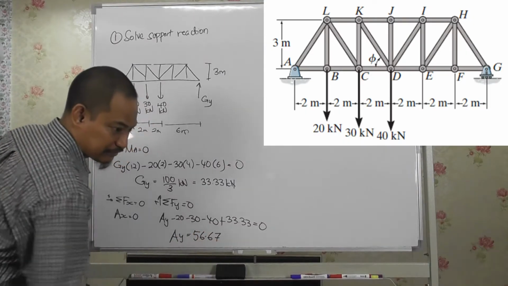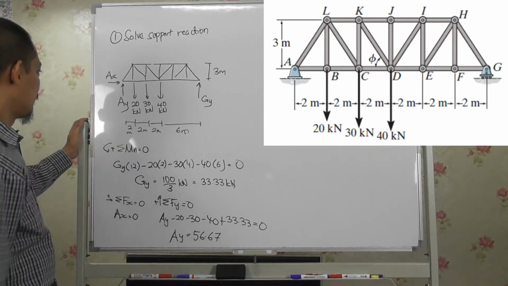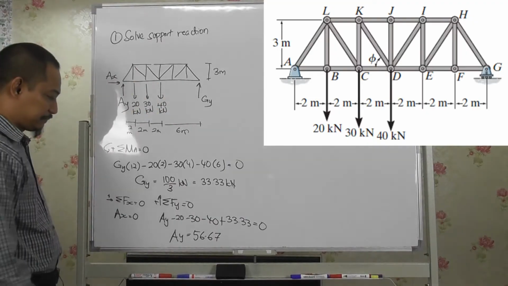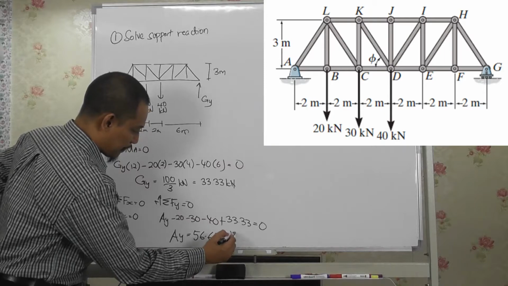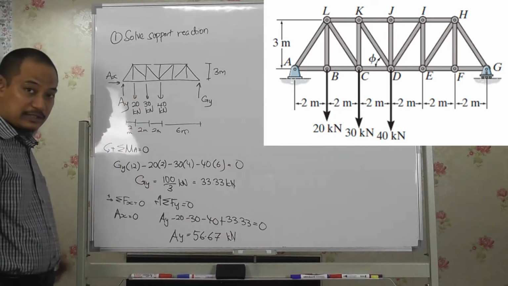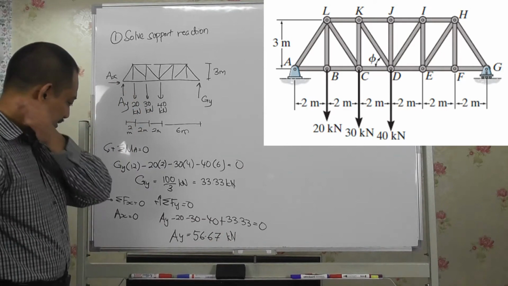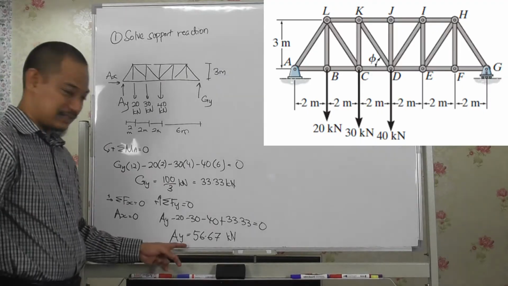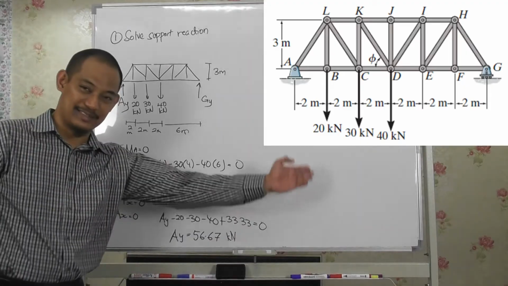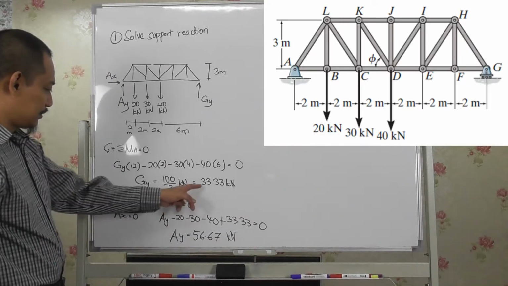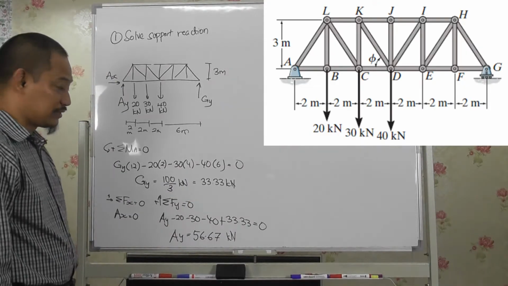Is it negative or positive? Positive, yeah, because it should be upwards, right? So this is kilonewton. So these are the support reactions. Ax is 0, ay is 56.67. Actually it is 56.666667 if you do not round off, right? And this one, gy, is 33.33.